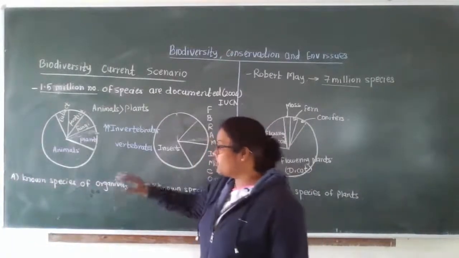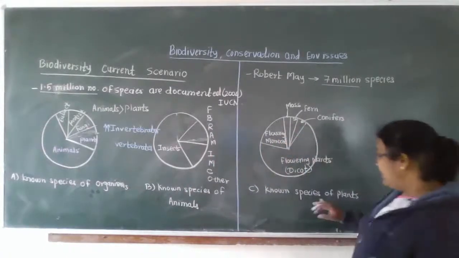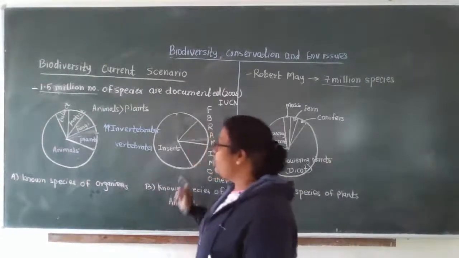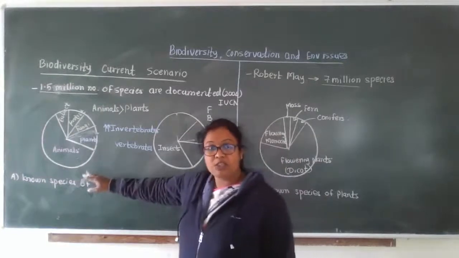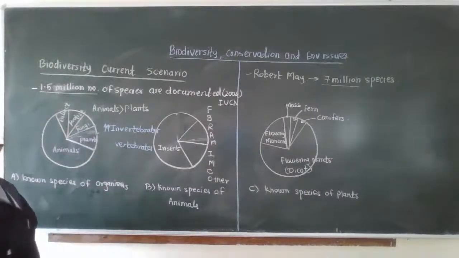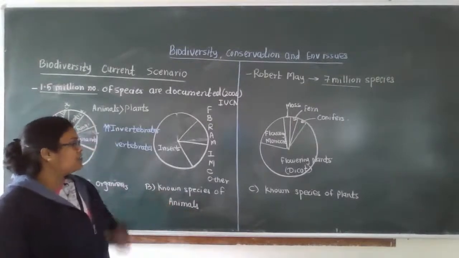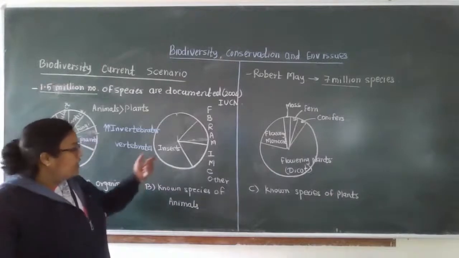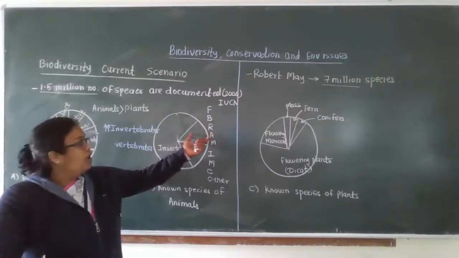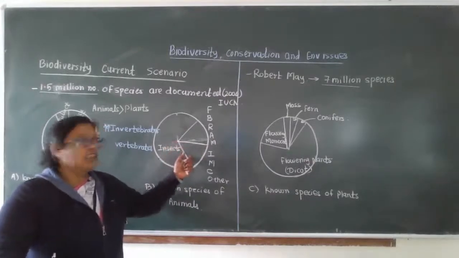The first pie chart is of known species of organisms. The second is of known species of animals. And the third one is of known species of plants. In the first one, when we are dealing with organisms, the animal number is more, then the plants, then the fungi, then protists, and then the eubacteria. Then in case of animals, the invertebrates are more than the vertebrates, and the other organisms come in between.